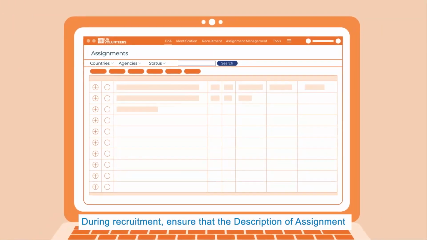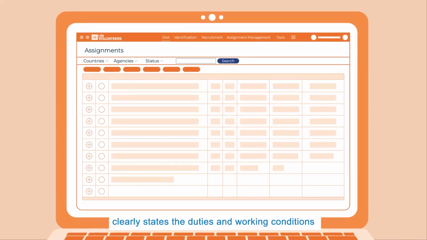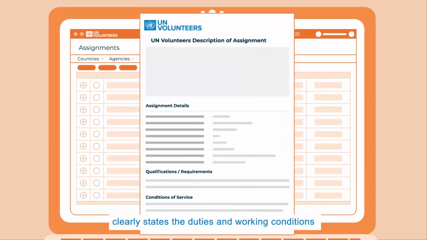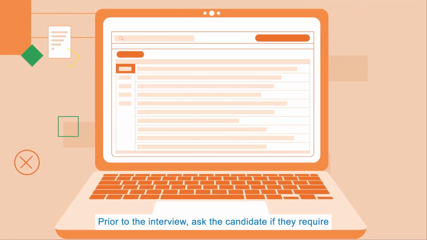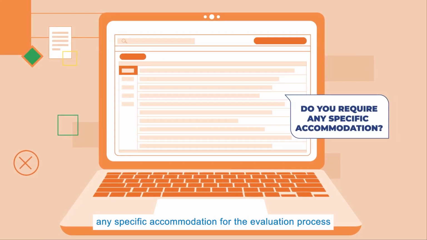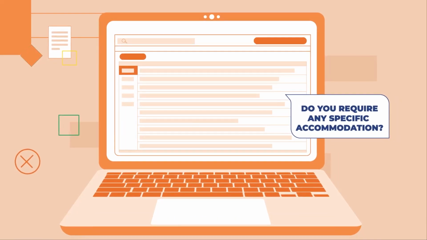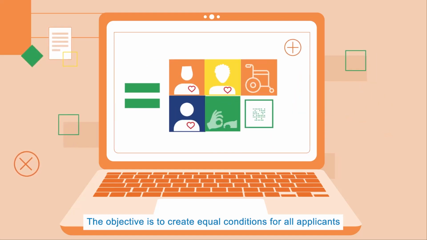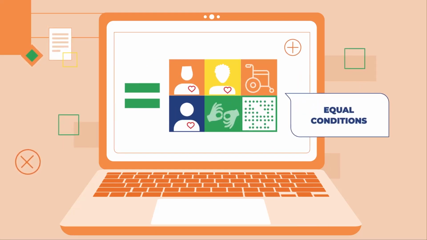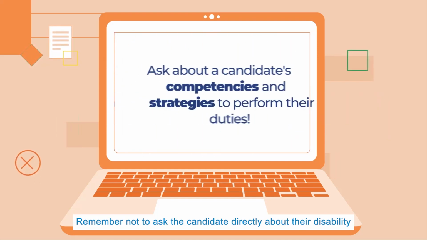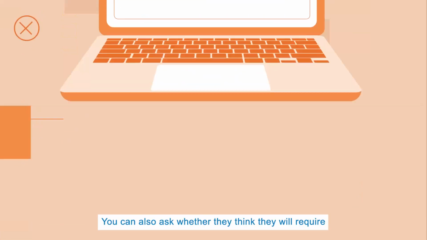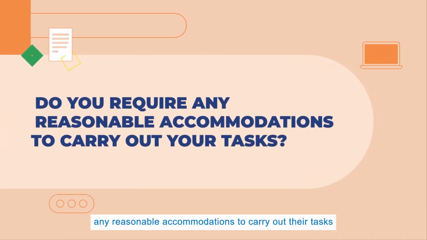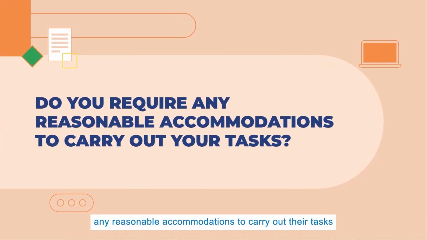During recruitment, ensure that the description of assignment clearly states the duties and working conditions. Prior to the interview, ask the candidate if they require any specific accommodation for the evaluation process. The objective is to create equal conditions for all applicants. Remember not to ask the candidate directly about their disability. Instead, ask about a candidate's competencies and strategies to perform their duties. You can also ask whether they think they will require any reasonable accommodations to carry out their tasks.